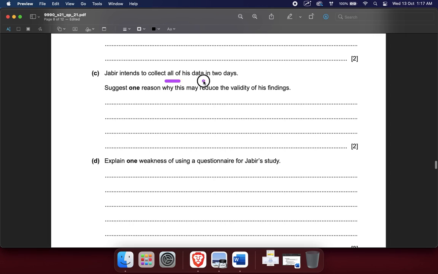Next, Jabir intends to collect all of his data in 2 days. So that's one reason why this may reduce the validity of his findings. So again, the issue here is 2 days. What does measuring data in 2 days have to do with the findings of this study, right? How does measuring data quickly over 2 days affect findings?